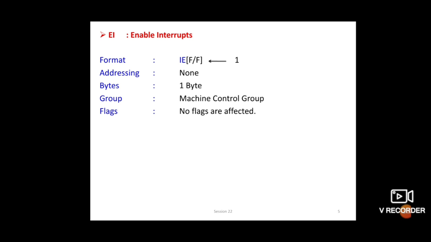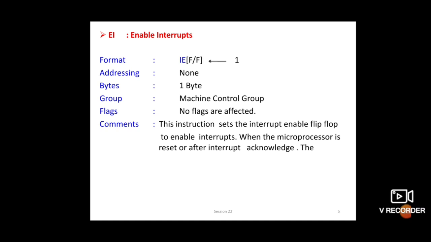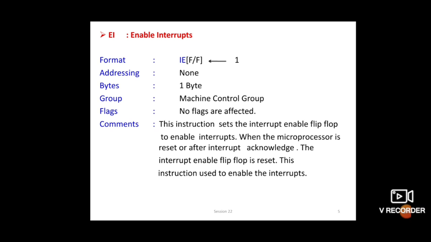No flags are affected because it only enables or disables interrupts. This instruction sets the interrupt enable flip-flop to enable interrupts. When the microprocessor is reset or after an interrupt acknowledge, the interrupt enable flip-flop is reset, and this instruction is used to enable the interrupt.